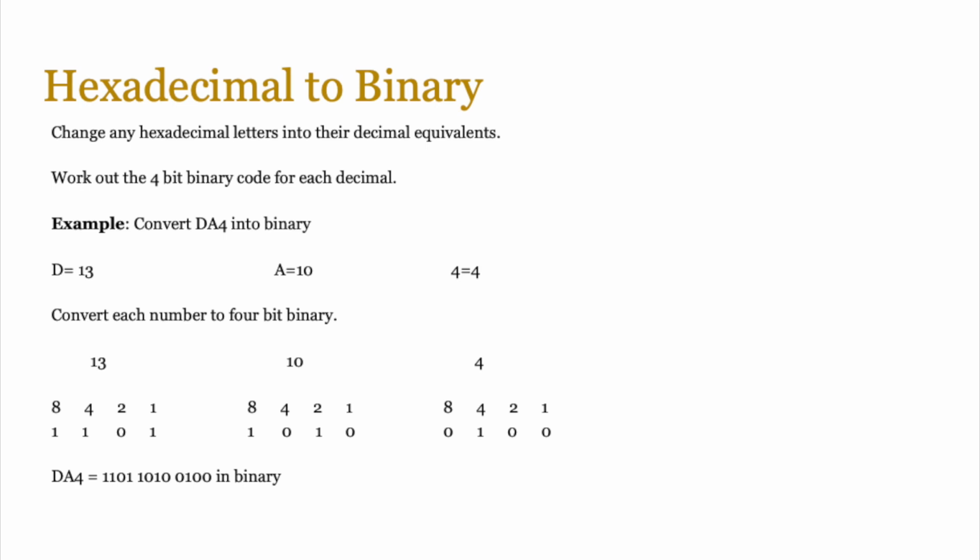So if you wanted to convert DA4 into binary, we write D is 13, A is 10, and 4 is 4. And then we convert 13 into 4-bit binary, which becomes 1101, 10 into 4-bit binary, which becomes 1010, and then 4 into 4-bit binary, which becomes 0100. Then we put all of them together. So DA4 becomes 1101, 1010, 0100. Converting hexadecimal to binary is pretty simple.